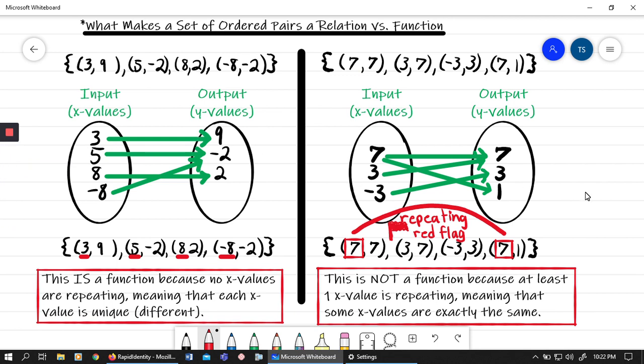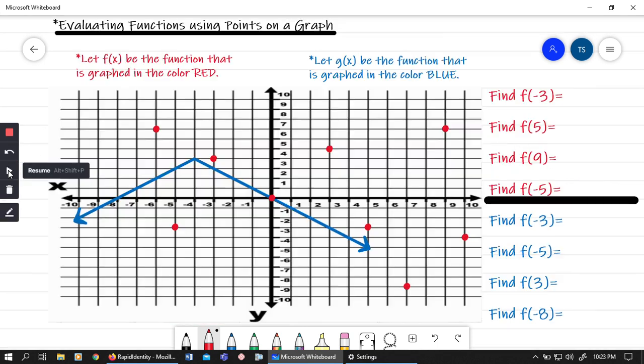All right. So, guys, next we're going to look at evaluating functions when we are looking at points on a graph. So, we're going to look at how to evaluate functions when we have points on a graph. All right. So, folks, let's look at this here. Here we've got two different functions.